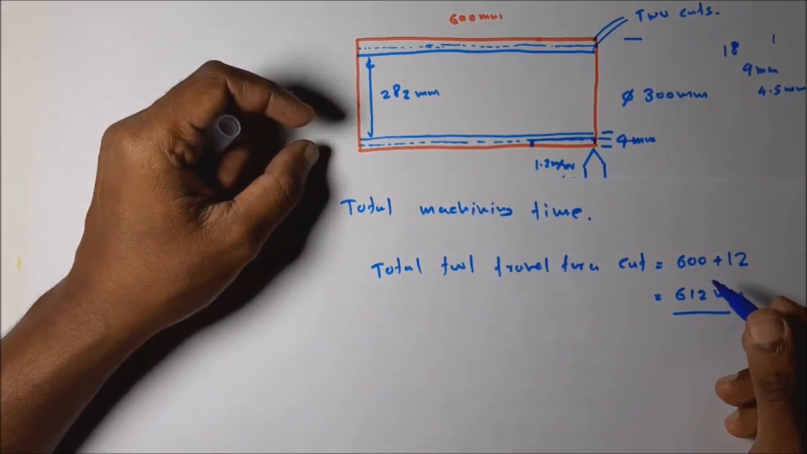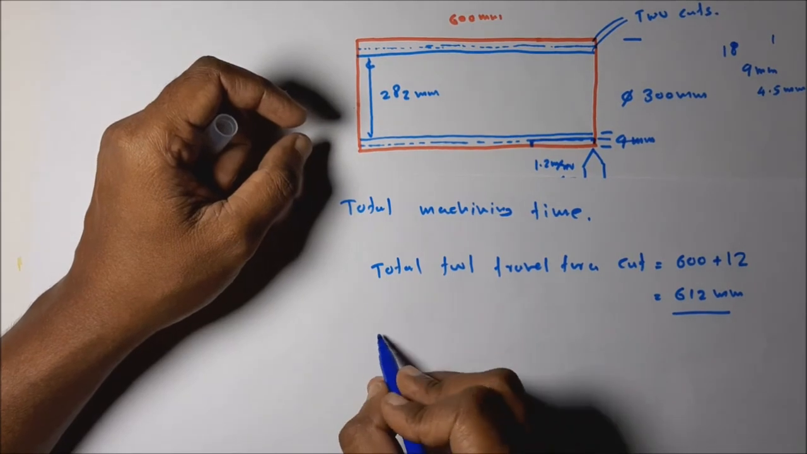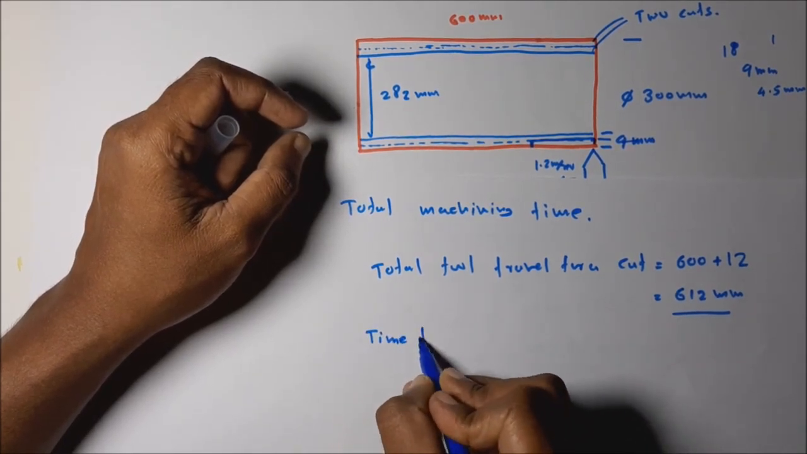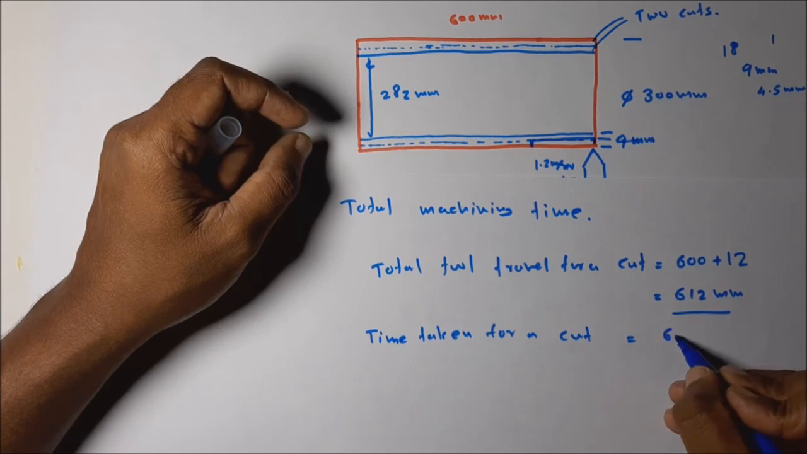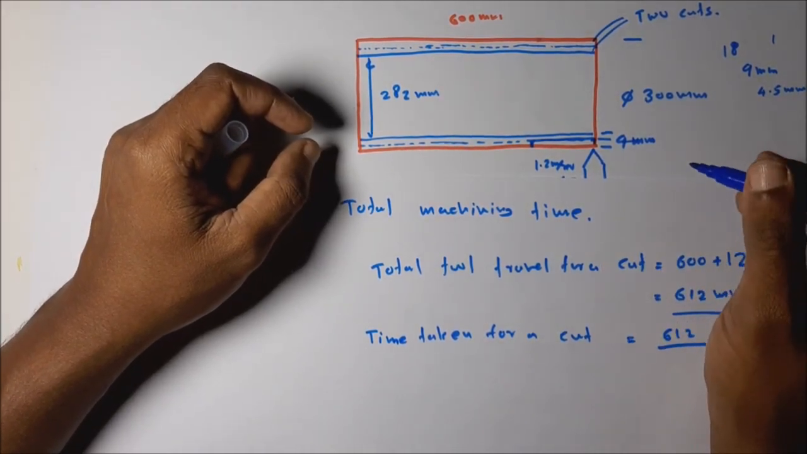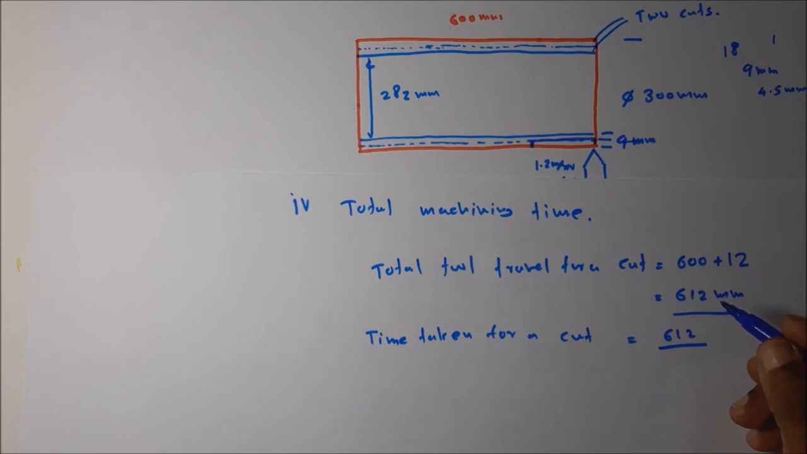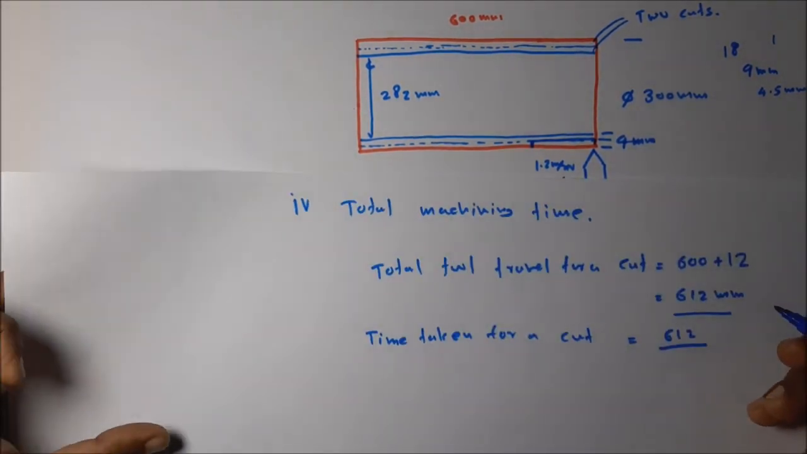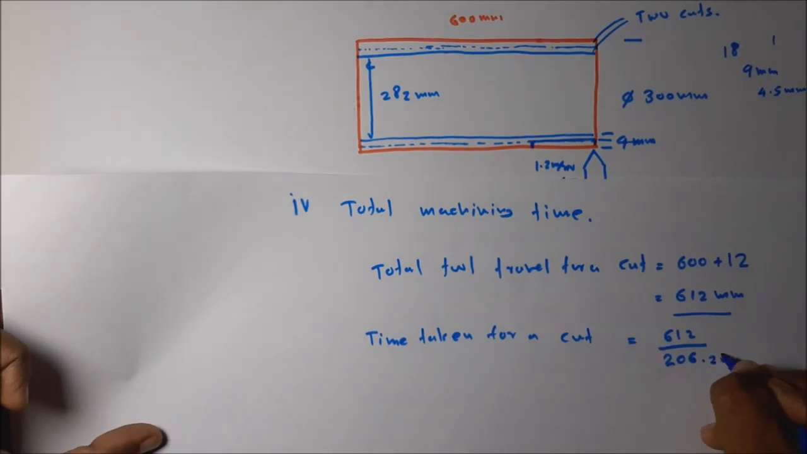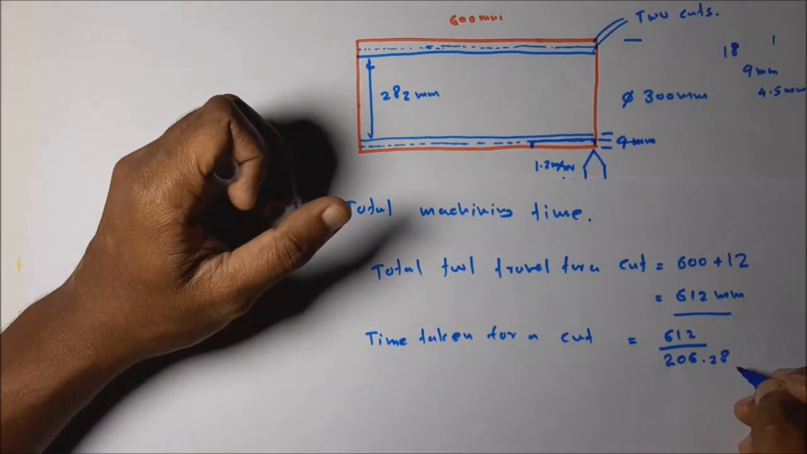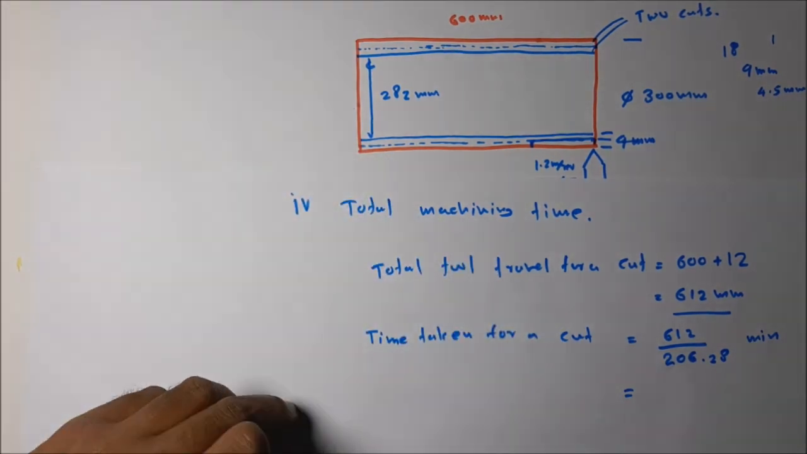Then the total machine time for a certain cut, if the feed rate is the same for both cuts: the time taken for a cut is equal to 612 divided by the feed speed. We have already calculated the feed speed, so we can use it directly. What is this feed speed? 206.28 millimeter per minute. So then the time for a cut, we get the answer in minutes.